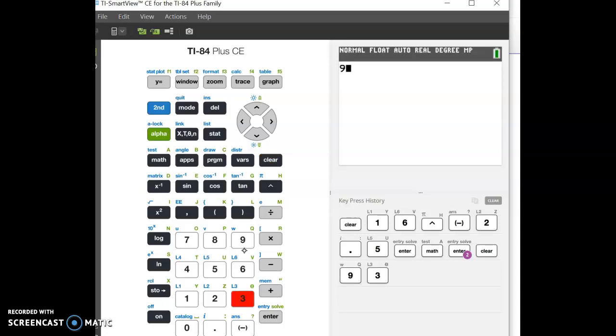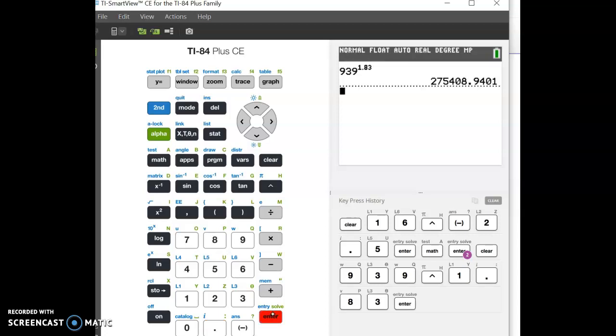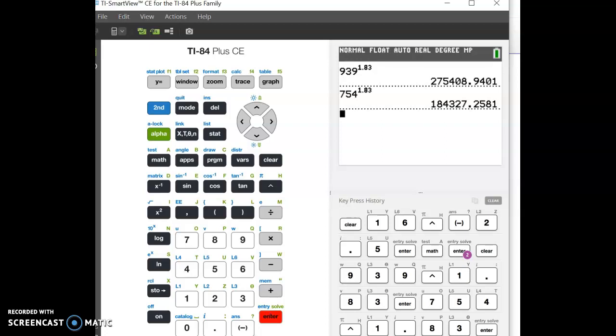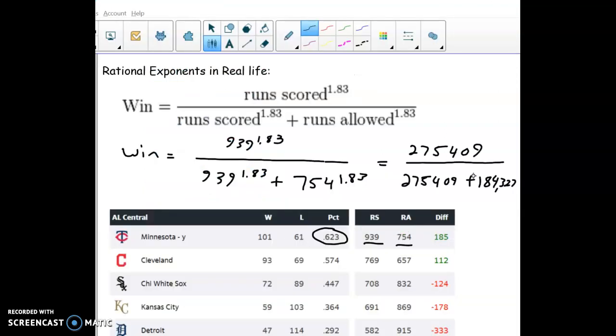So 939 to the 1.83. There's our fractional exponent, or decimal exponent. So I've got to remember that number, 275,409. Then 754 to the 1.83. All right, I'm just going to copy that. Okay, and now it's just more crunching. So now I'm going to do this in my calculator here. Add the two on the bottom and then divide, and I'll get the winning percentage predicted by the formula.